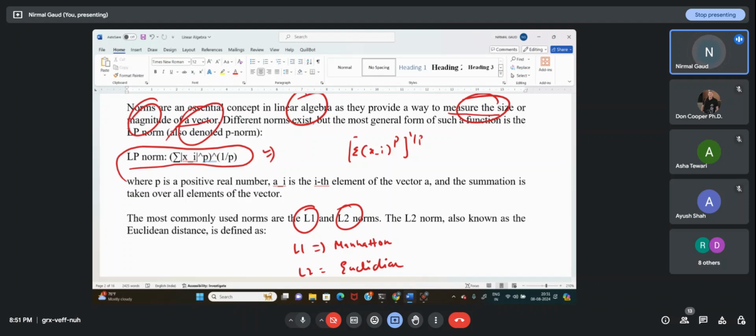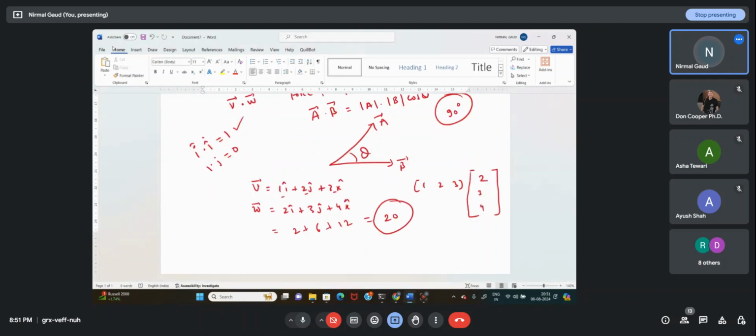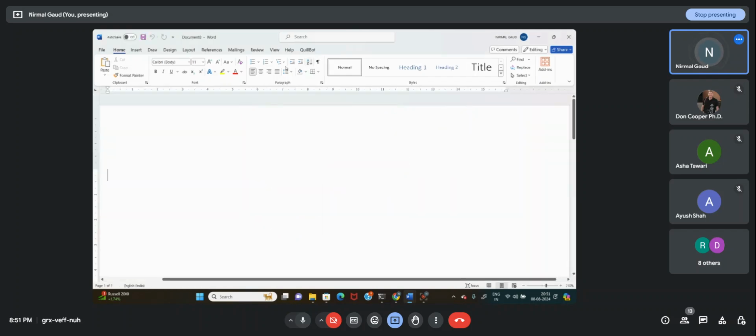Commonly used norms are L1 and L2. L1 means the value of p is equal to 1. L2 means the value of p is equal to 2. So this is Manhattan, this is Euclidean. They are also represented in the form of distances. Let me again make these two points clear, because the norm is very important.